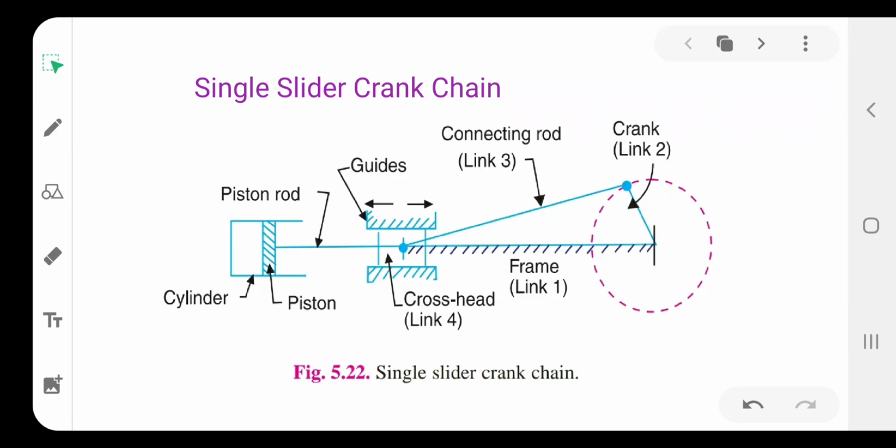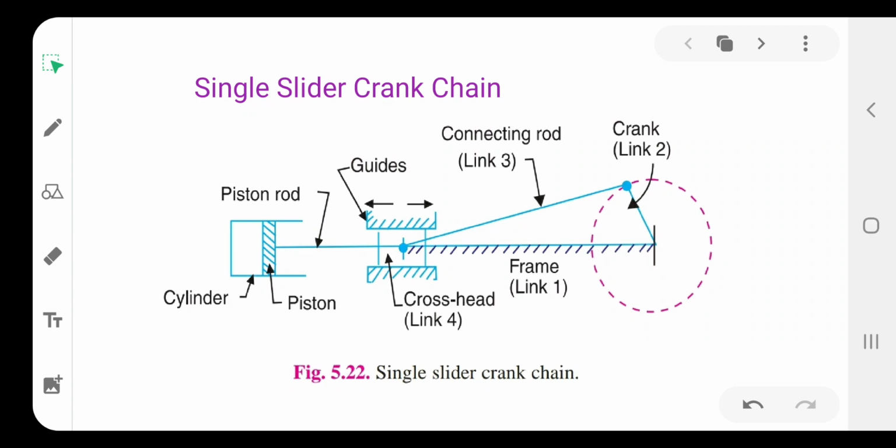Hello students, in the previous lecture we discussed the 4 bar chain mechanism and its inversions, and in today's lecture we are going to discuss the single slider crank chain and its inversions. Okay, so in this particular video I selected all the diagrams from the R.S. Khurmi book of Theory of Machines.